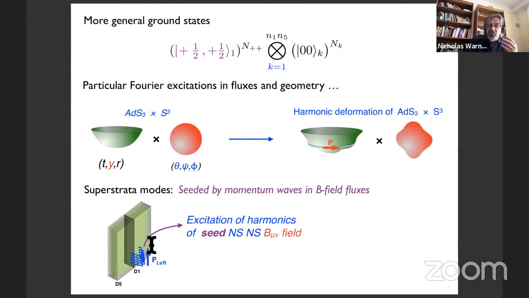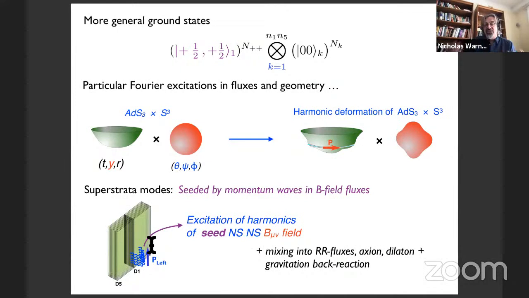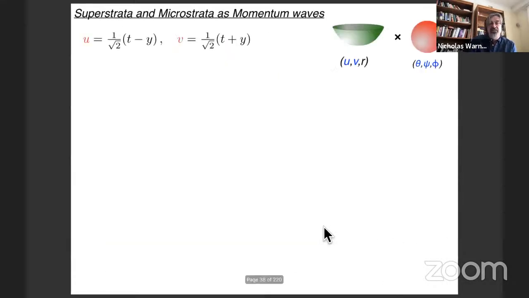And then when you turn on the back reaction, it mixes into the Ramond-Ramond fields, into the axion, and into the dilaton. But the first starting point of all of these solutions was always that first layer of the seed that you put into the equations. And then the hard work and heavy lifting is to get the full back reaction into everything else.